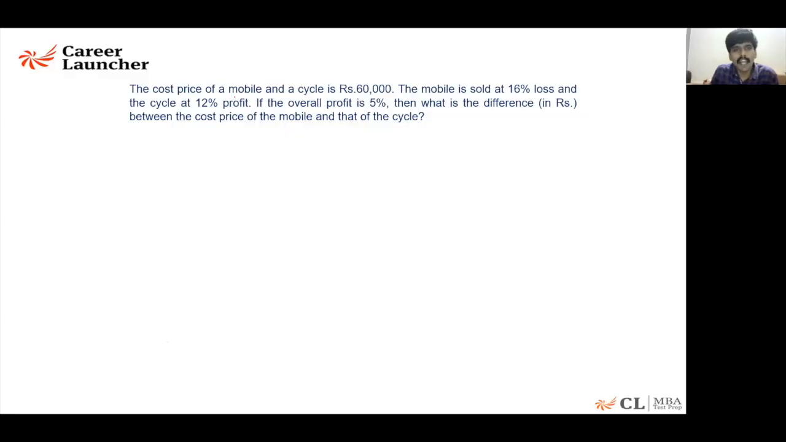The cost price of a mobile and a cycle taken together is 60,000. A mobile and cycle, both of them are together bought at 60,000. So if I consider the cost price of mobile to be X and the cost price of cycle to be Y, let us see what happens later. The mobile is sold at 16% loss and the cycle is sold at a 12% profit. If the overall profit is 5%, what is the difference between the cost price of the mobile and cost price of the cycle?